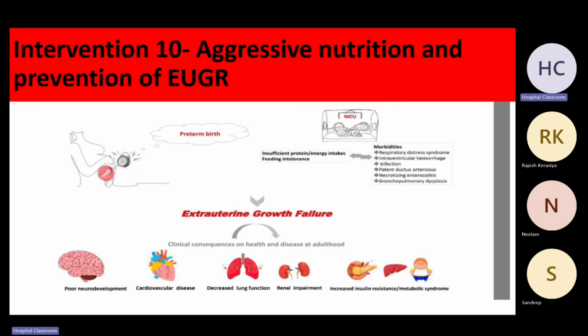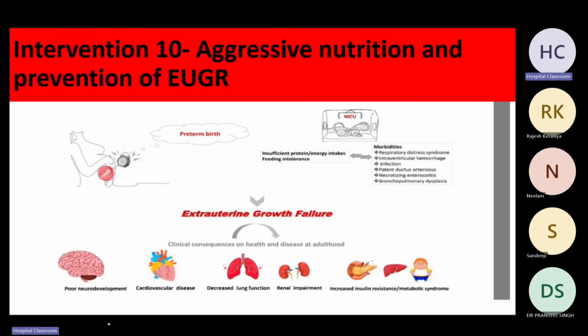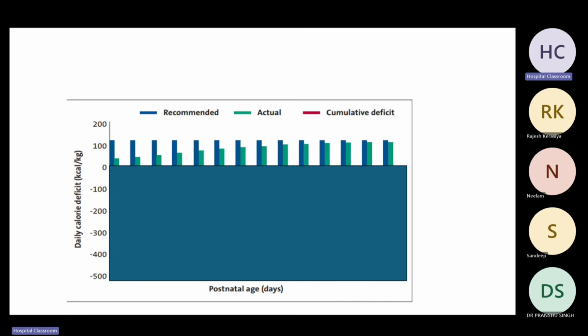What happens, you see? If a child is born premature, there will be insufficient energy intake. Then the child inside the NICU will have all these morbidities, that is RDS, IVH, infection, PDA. All these, when taken together, will lead to EUGR. The problem is that over a period of time, if that EUGR is not corrected on time, it will lead to poor neurodevelopment, cardiovascular disease, decreased lung function, renal impairment, and even in the later stages, the child will be at risk for metabolic syndrome or insulin resistance.